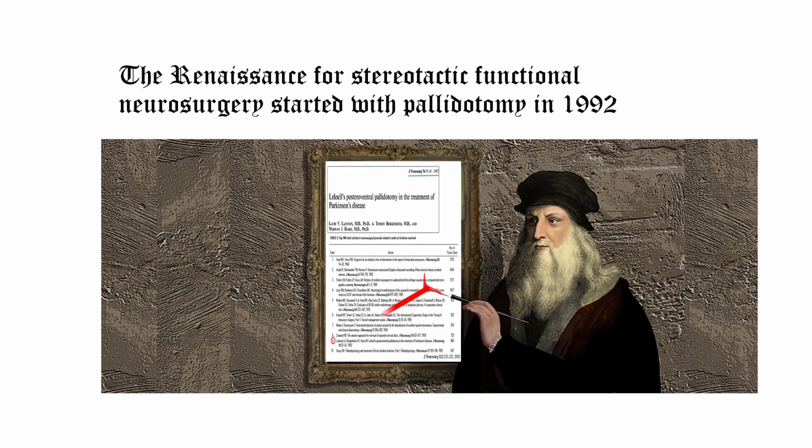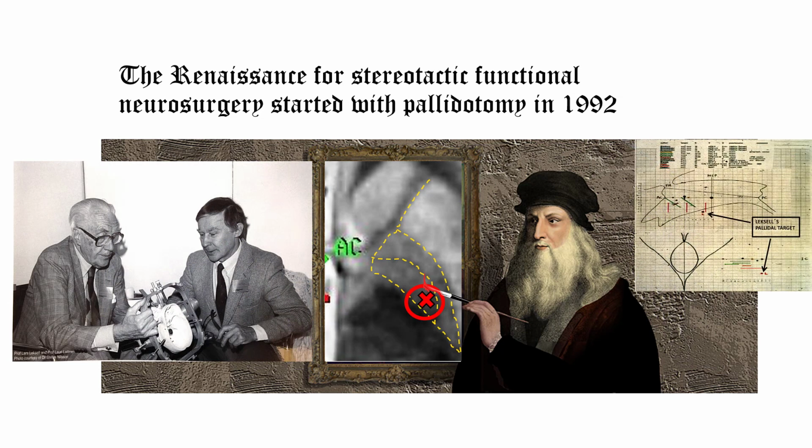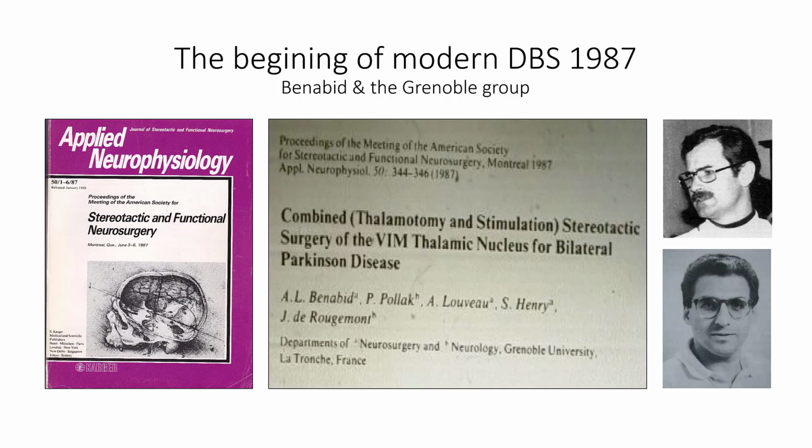Very few procedures were being performed during the following 2 decades, and this lasted until the reintroduction of Lars Leksell's posteroventral pallidotomy in Umeå by Lauri Laitinen in 1992, and more importantly, to the introduction of modern DBS by Benabid and the Grenoble group in 1987.